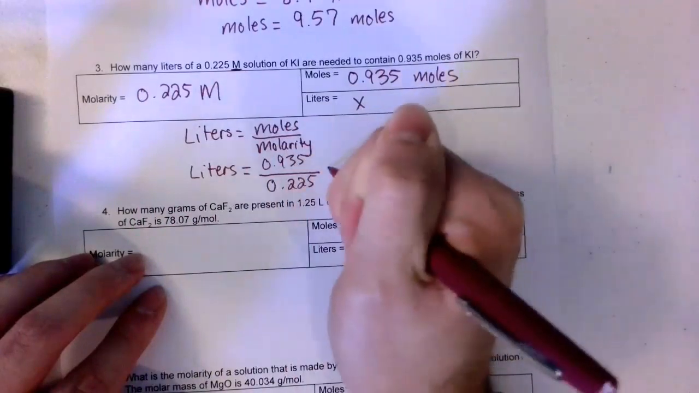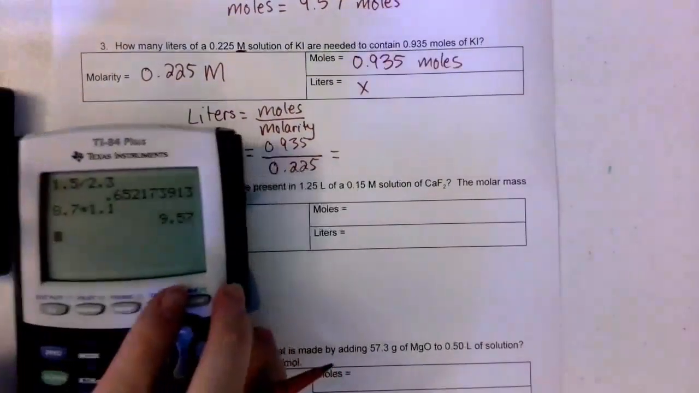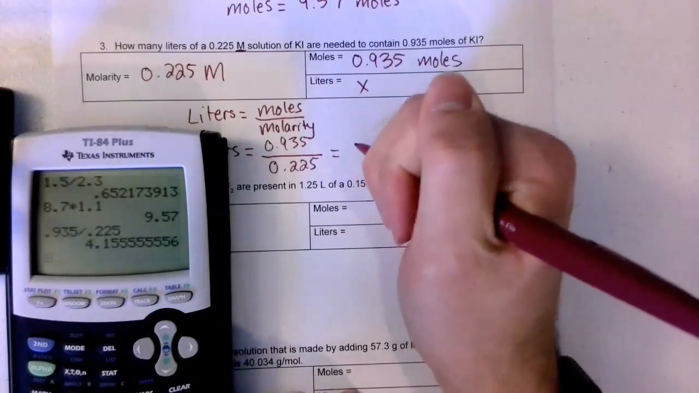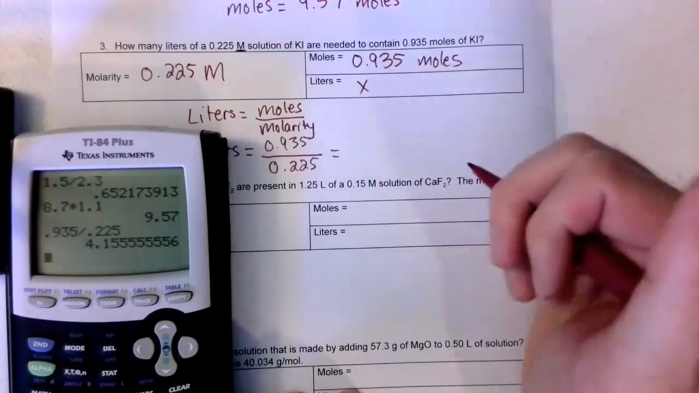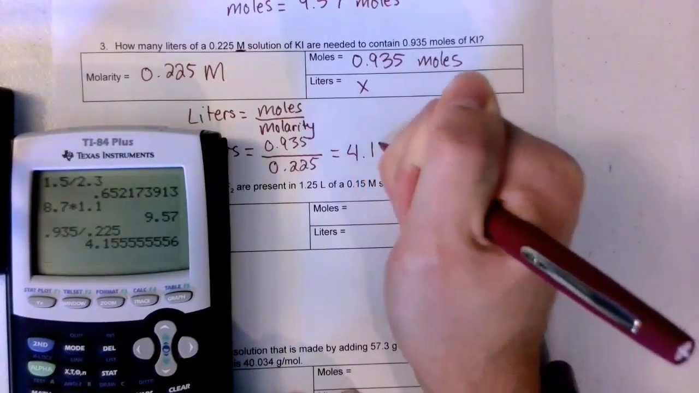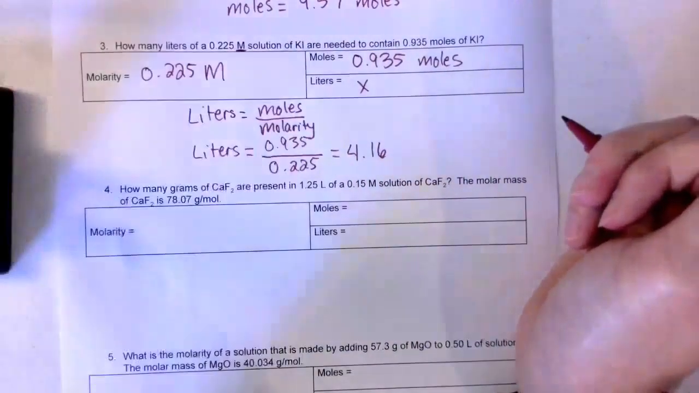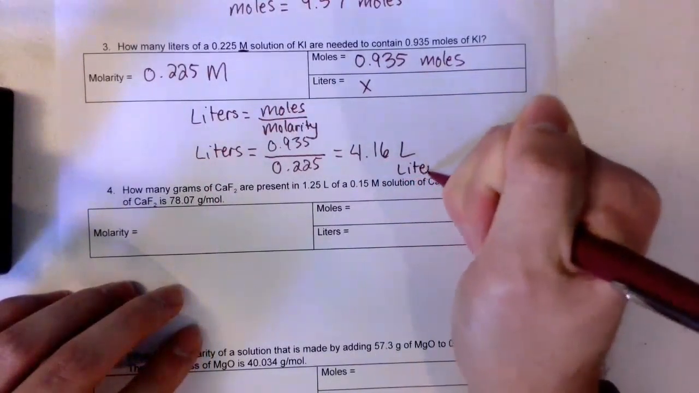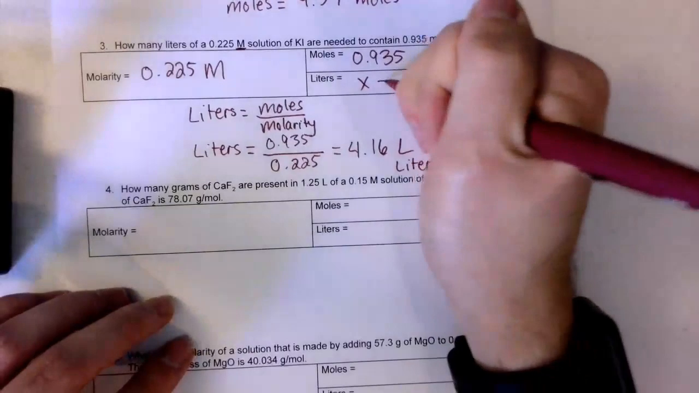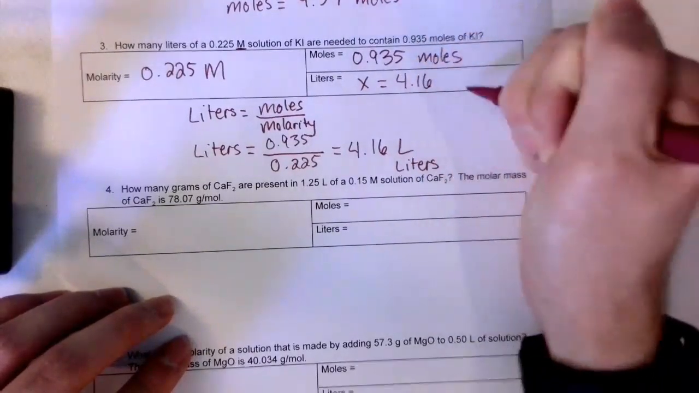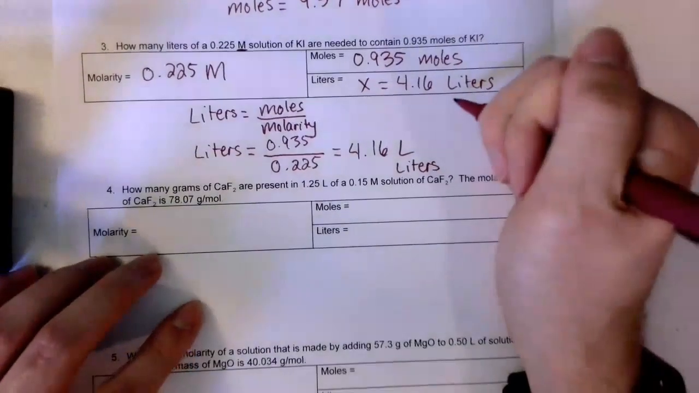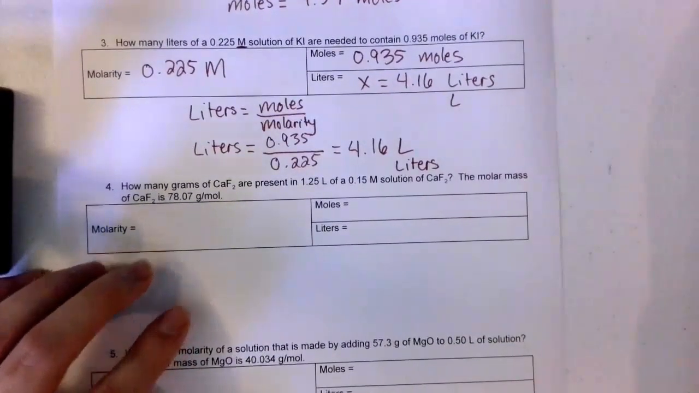Now I take out my calculator and do 0.935 divided by 0.225. That gives me 4.15 repeating, so I'm just going to round this to 4.16. What we were looking for was liters, so I'm going to put a capital L, or you can spell out the word liters. So X is equal to 4.16 liters, written out like that, or capital L. Either way, it doesn't matter.